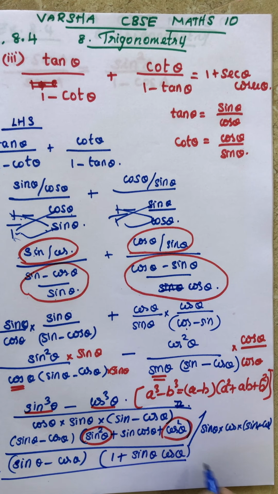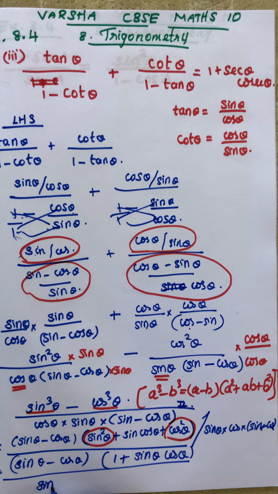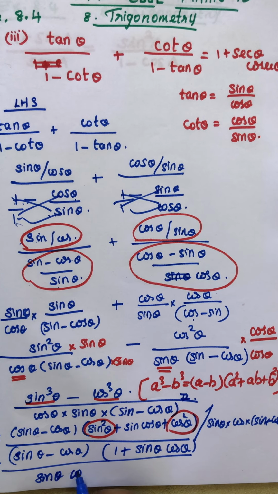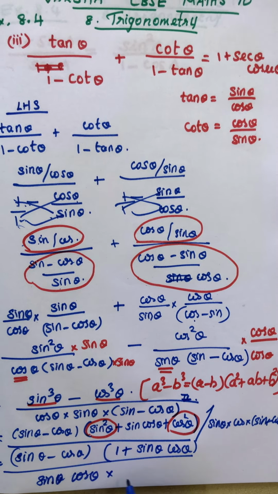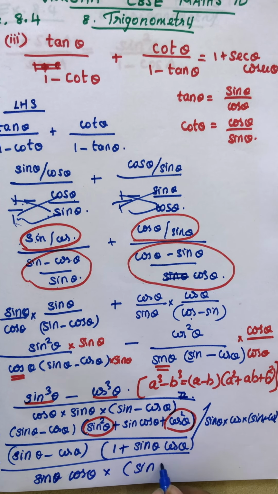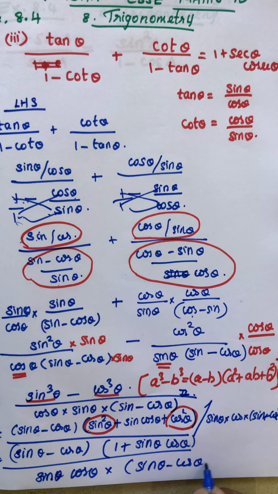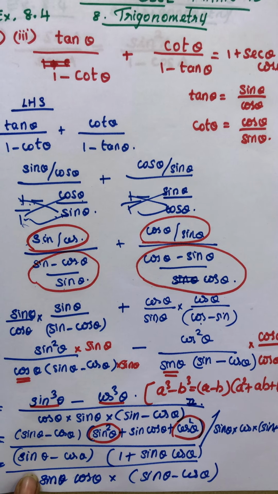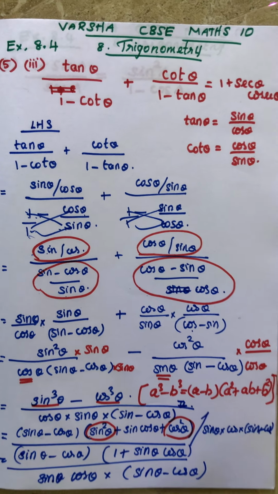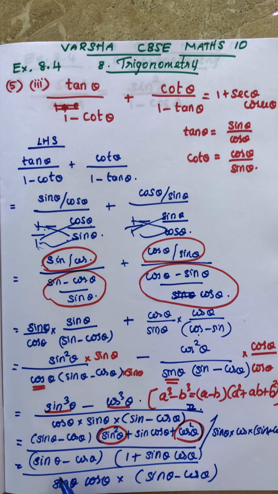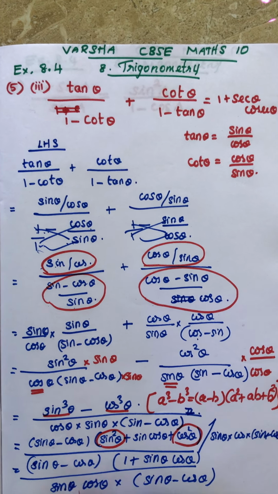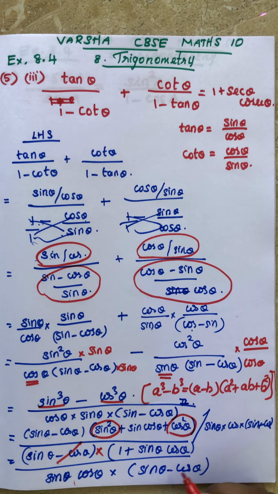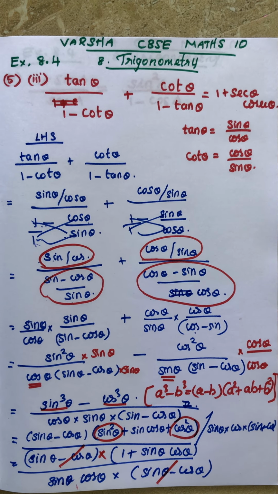So what is the denominator, students? You just write here sine theta cos theta into sine minus cos theta. Do you understand this step? Yes students, yes. So you can cancel. What can you cancel, students? Sine minus cos you can cancel this term, because here multiplication sign is there. So what is left out?